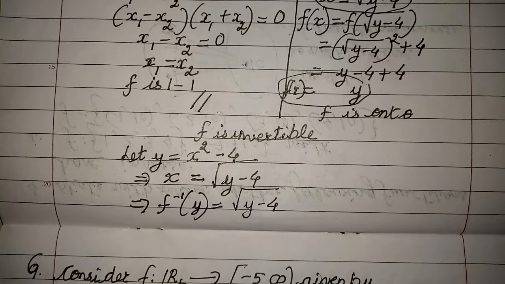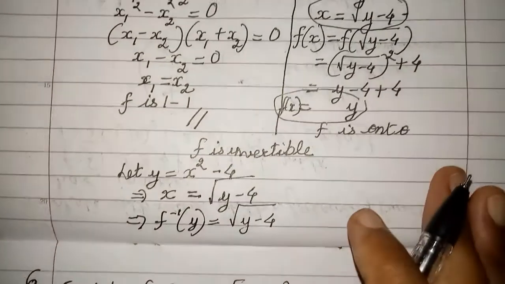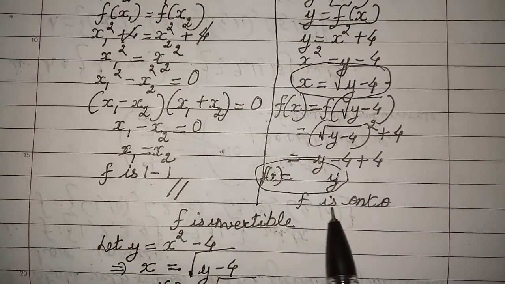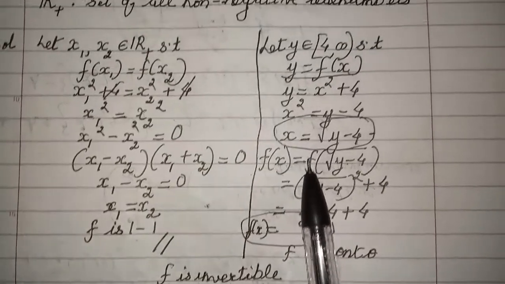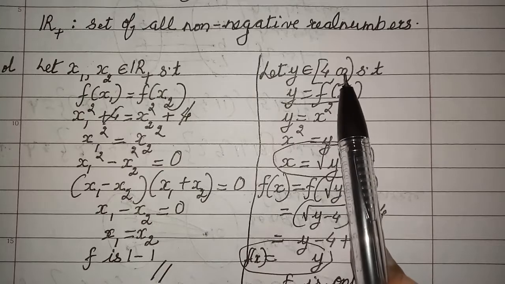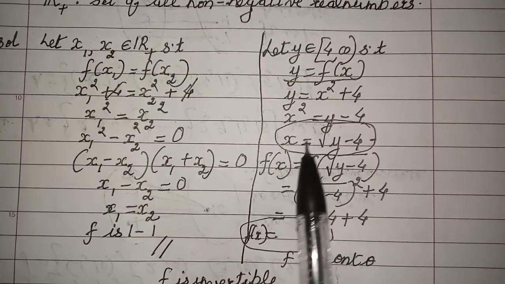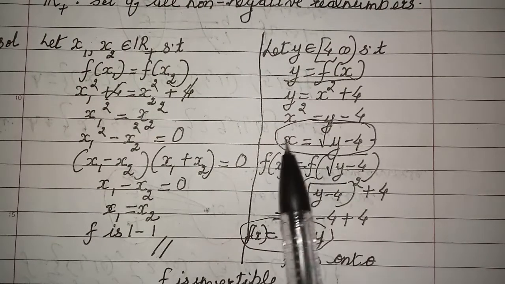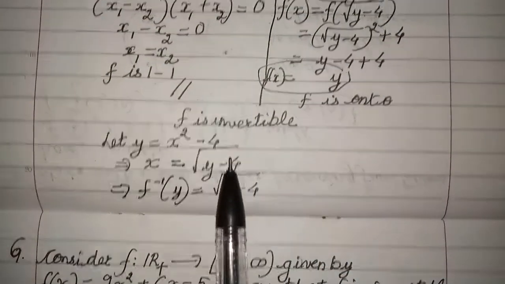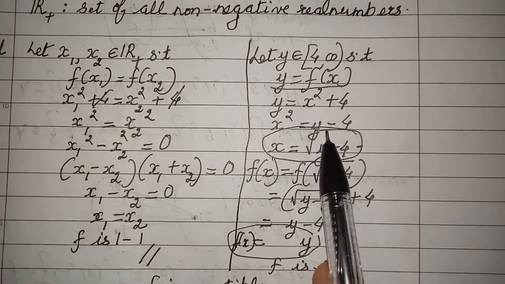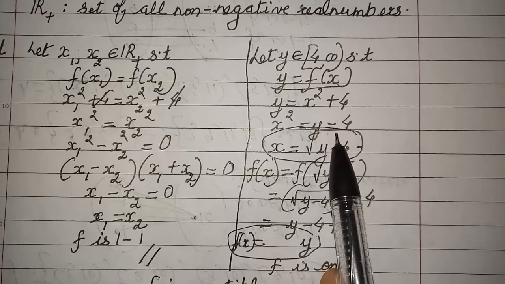Is that clear? Or instead of doing this, children, anyhow we have proved that f is onto and we have found the pre-image, right? How the pre-image for every element of [4, infinity) is going to look. So here itself, instead of x, I can write f inverse of y is equal to square root of y minus 4. From where did I get y equal to x square plus 4? I got it from here. Is that clear?